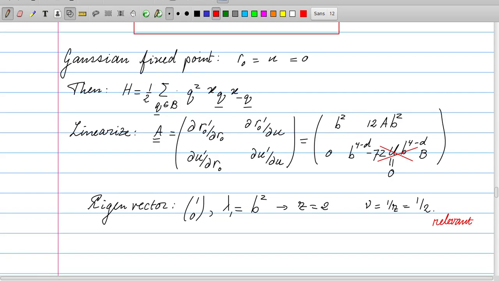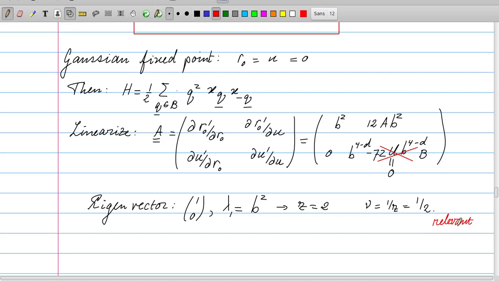The first eigenvector is 1, 0, it's easy to find, and its eigenvalue corresponds to the upper left element, which is b squared. Lambda, the eigenvalue, should have the form b to the power z, and z is the scaling dimension, and we have found that the scaling dimension is 2. So just as in the case of the Landau Ginzburg theory, we find that the critical exponent for the correlation length nu, which is given by 1 over z, is 1/2. And that means that, because z is larger than 0, it's a relevant operator.